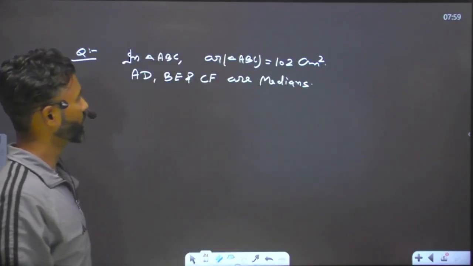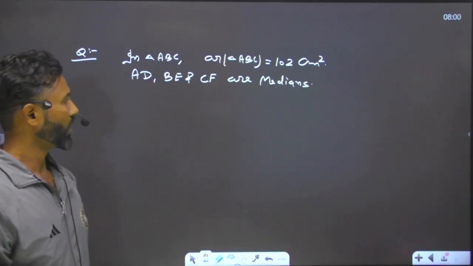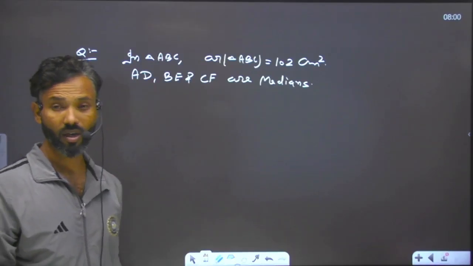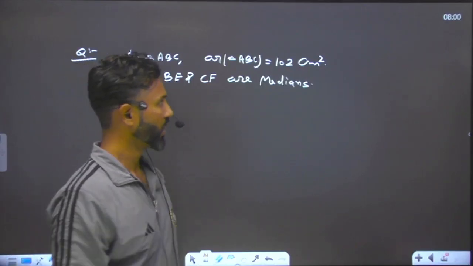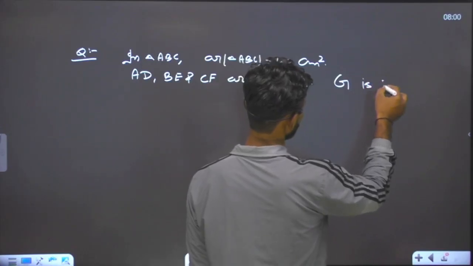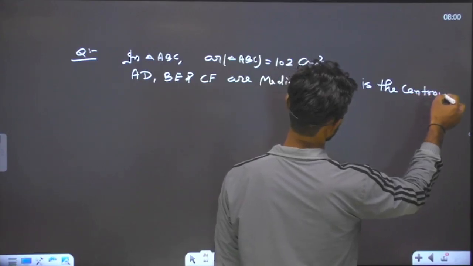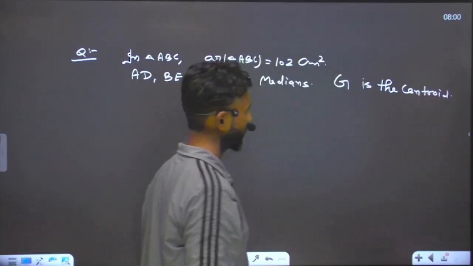Triangle ABC. The area of triangle ABC is equal to 102 centimeter square. AD, BE, and CF are medians, and G is the centroid.